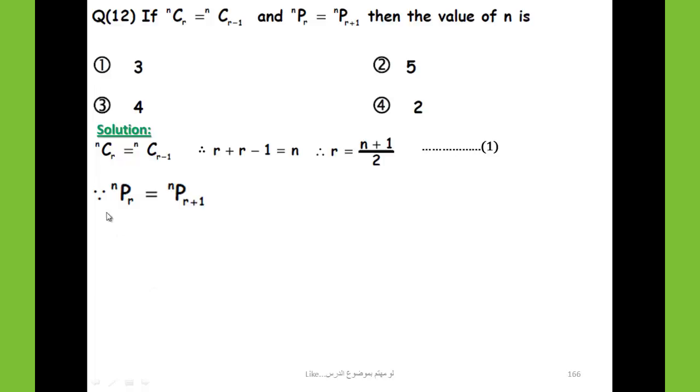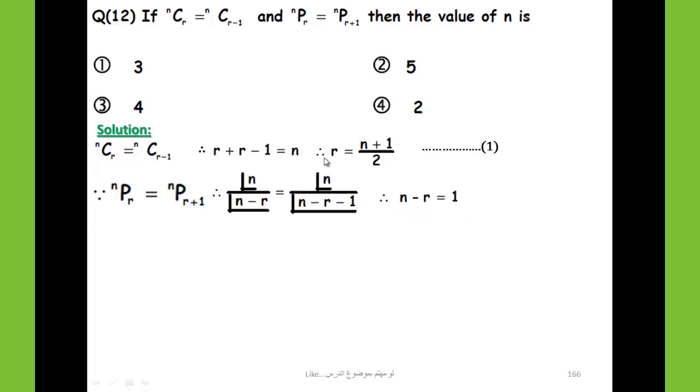From equation 2, we have nPr equals nP(r plus 1). And nPr equals factorial n over factorial n minus r, equals factorial n over factorial n minus bracket r plus 1. So it will be negative r minus 1. And we can simplify this to get n minus r equals 1. n minus r equals 1.